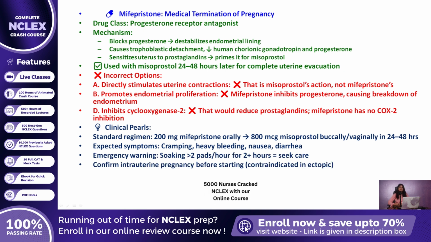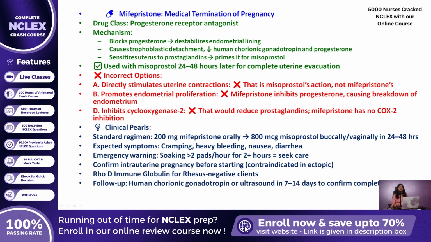Always confirm an intrauterine pregnancy before starting this regimen, as mifepristone is not effective and is unsafe in cases of ectopic pregnancy. Also, rhesus-negative clients should receive Rho-D immune globulin afterward to prevent sensitization. Finally, schedule a follow-up appointment or serum human chorionic gonadotropin testing within 7 to 14 days to confirm complete uterine evacuation and to rule out retained products of conception.